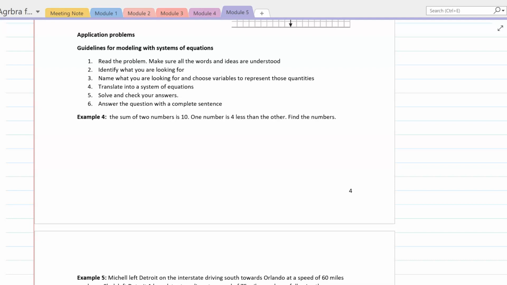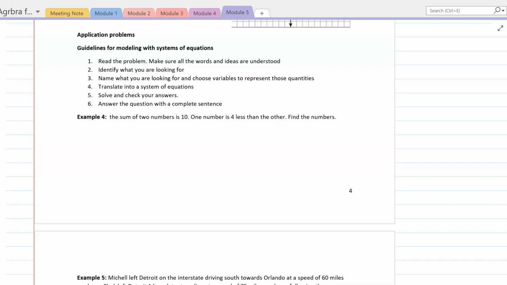Alright, so let's take a look at the first problem. The sum of two numbers is 10. One number is 4 less than the other. Find the numbers. So what we're doing here is we're trying to find those two numbers.